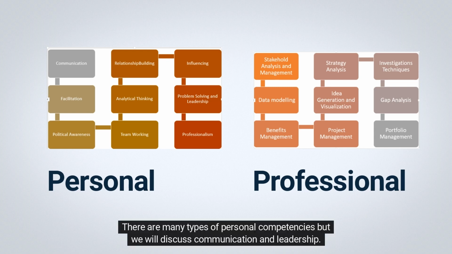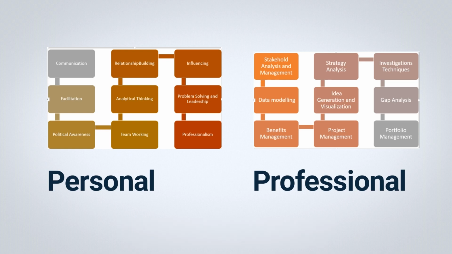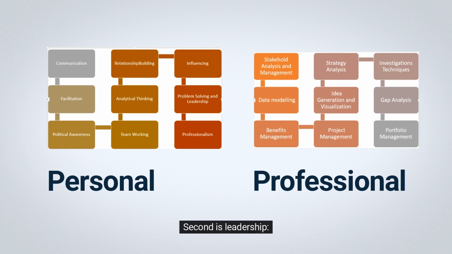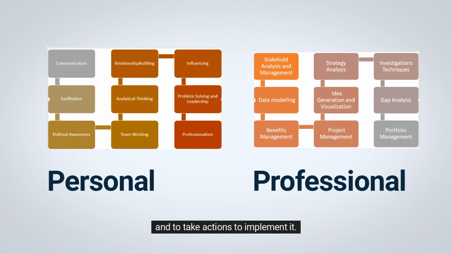Now we will come to the personal competencies. There are many types of personal competencies, but we will discuss communication and leadership. Talking about communication, let me tell you that it encompasses a wide range of skills such as building rapport, listening, influencing, and building empathy. Second is leadership. To define leadership in simple words means to develop a vision and then to take ownership of that vision and to take actions to implement it.